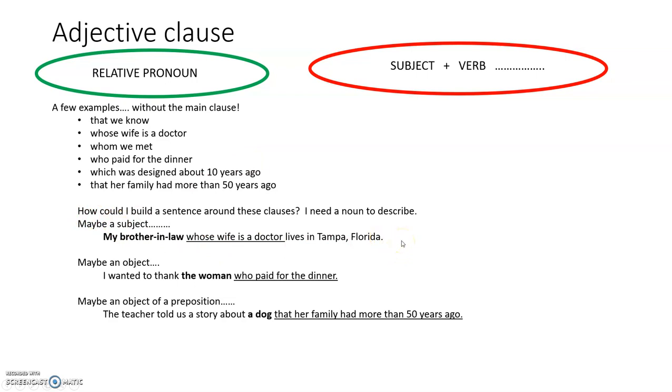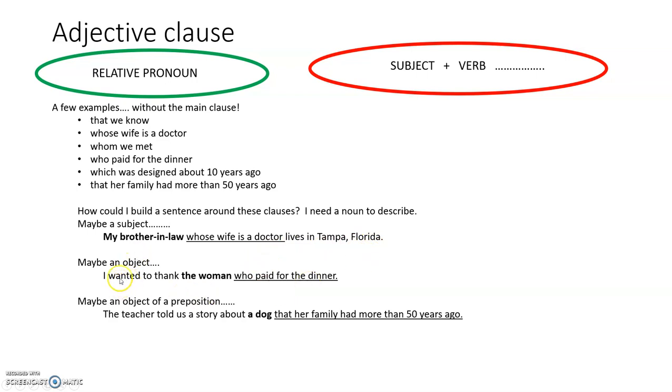So the next question is, how could I build a sentence around these clauses? Well, of course, I would need a noun to describe in the sentence. So I have a couple examples here. Remember, the noun could very likely be a subject, like my brother-in-law. Okay, so I have this same adjective clause that I listed up above, and now I have it inside the complete sentence. My brother-in-law, whose wife is a doctor, lives in Tampa, Florida.